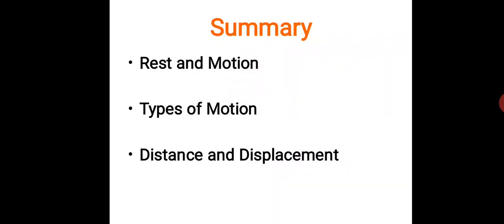Then we discussed distance and displacement. Distance is a scalar quantity, displacement is a vector quantity. Distance talks about only the magnitude, that is the path traveled by a moving body, irrespective of the direction. We don't worry about the direction there. Displacement means change in position of a moving body in a particular direction. It is a vector quantity. Both are measured in the SI unit. The unit is meter. Is it clear, children?